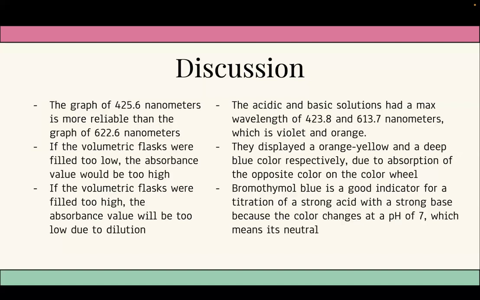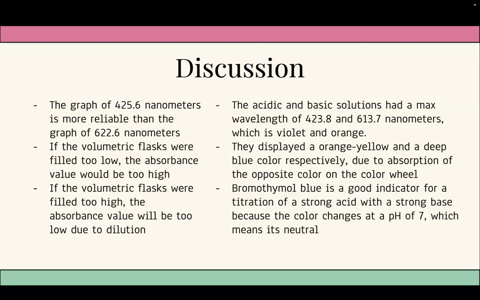The acidic and basic solutions had a max wavelength of 423.8 nanometers and 613.7 nanometers, which if we look at a color wheel are the colors violet and orange. By using this data, we can see that the color theory is proven because these solutions displayed an orange, yellow, and a deep blue color respectively. If you look at a color wheel, 423.8 nanometers is violet, which is opposite of orange and yellow, and deep blue is opposite of orange. So it makes sense that they would display these colors and absorb wavelengths of 423.8 and 613.7.